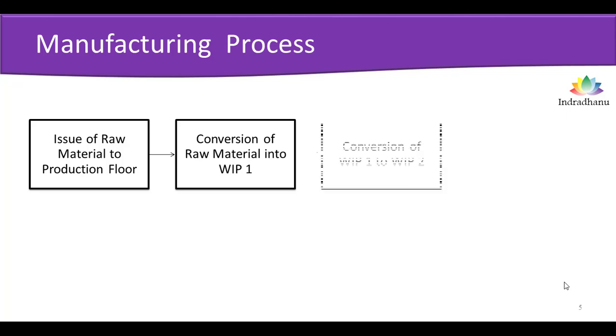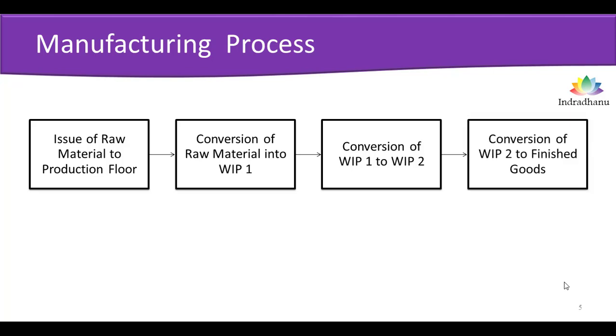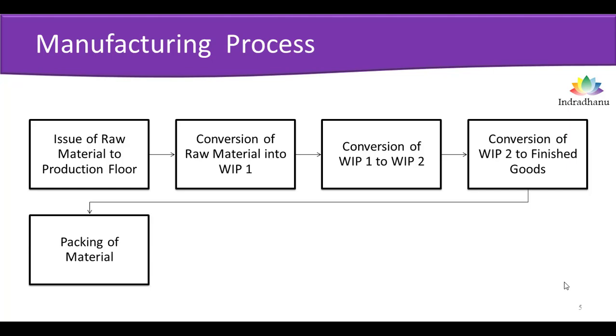Now WIP1 will be converted to WIP2, work in process 2. There can be unlimited processes: WIP1, WIP2, WIP3, WIP4. Any number of processes, any number of levels can be added here. There is no limitation. WIP2 will be converted to finished goods. After conversion of WIP2 to finished goods, we will pack the material.